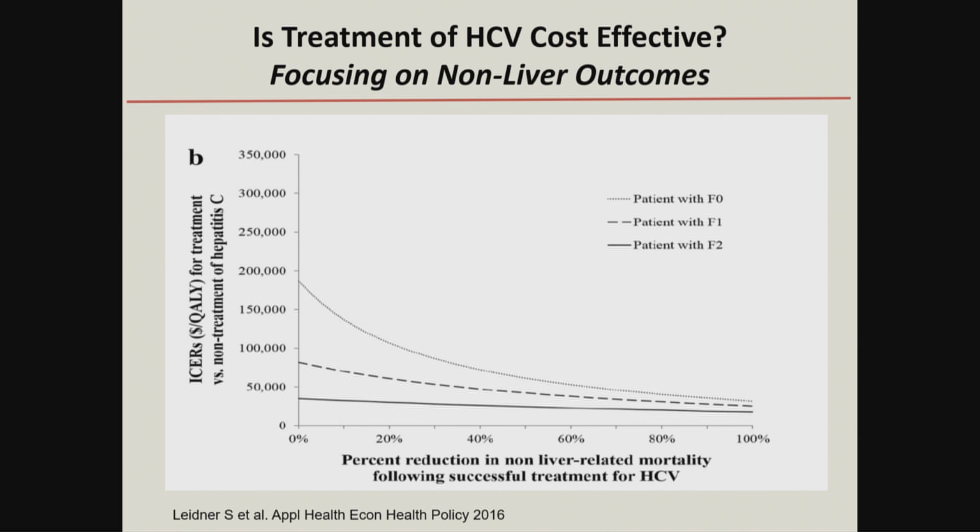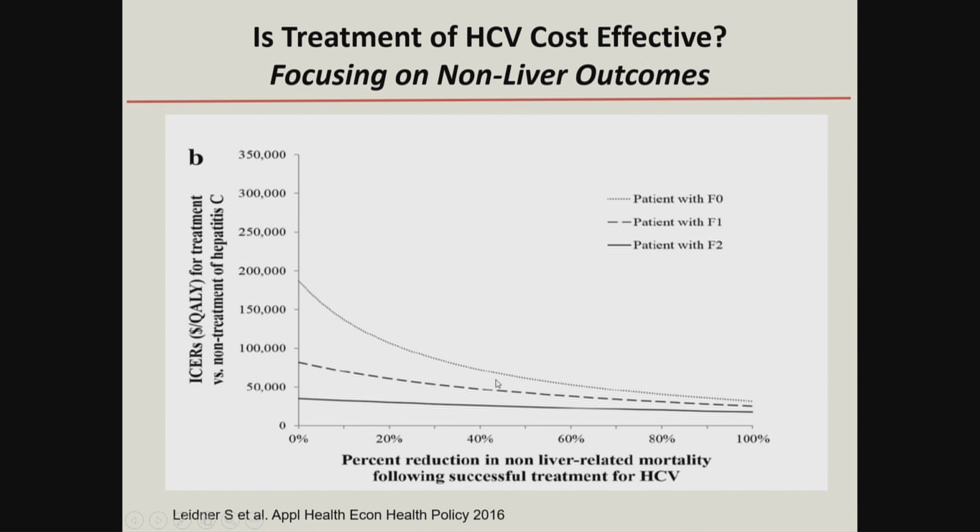Now, is a treatment of the extrahepatic manifestation of hepatitis C also cost-effective? And here is a study that was published a couple of years ago, looking at basically if you have milder disease, F0, F1, and F2, and you're looking at the non-liver outcomes, meaning a percent reduction in non-liver related mortality, how does the cost effectiveness of these regimens look? And as you can see, even if there is a modest reduction in liver-related and non-liver related mortality in these patients, most of these regimens remain cost effective.